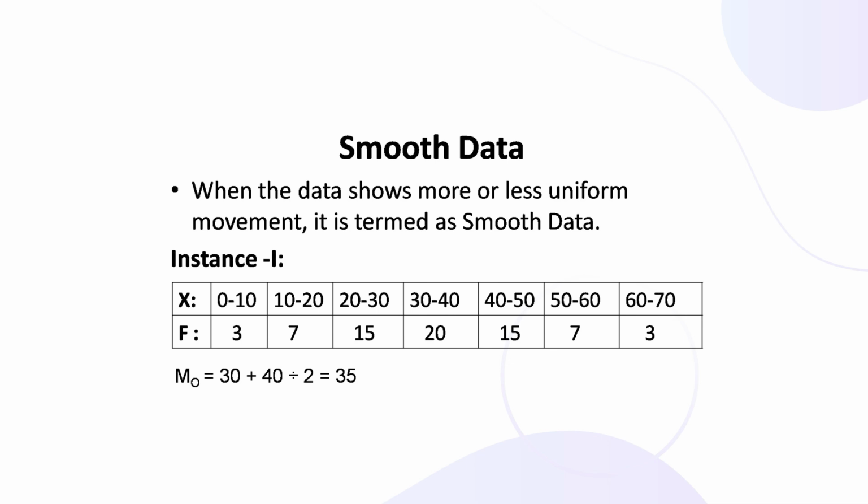The highest frequency class can be taken as the modal class, then take the modal class upper limit and lower limit. Lower limit is 30 plus upper limit 40, divided by 2, is equal to 35. For your exercise, you can do the grouping table and analysis table, and you will get 35 as the mode. If the data set is like this, equal and symmetric, this is how you proceed.